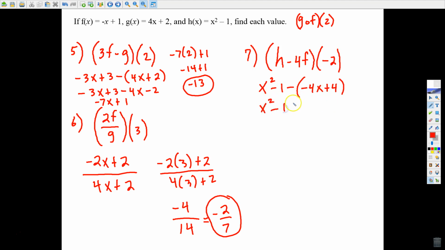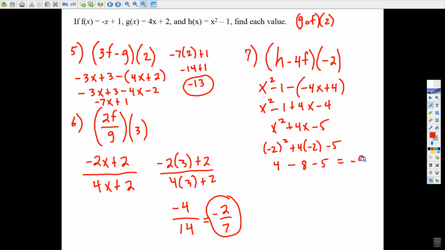x squared minus 1 plus 4x minus 4. x squared plus 4x minus 5. That's the simplified form of h minus 4 times f. Now we're ready to use negative 2 as an input. Both of these x's will become negative 2. Alright, so negative 2 squared is 4, minus 8 minus 5. Simplify this. 4 minus 8 is negative 4. Minus 5 makes negative 9. So that is your answer for number 7.